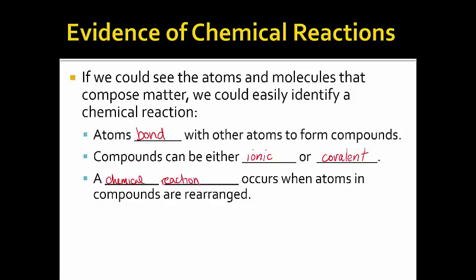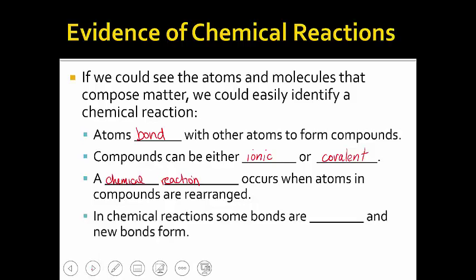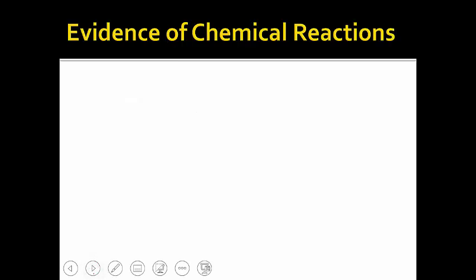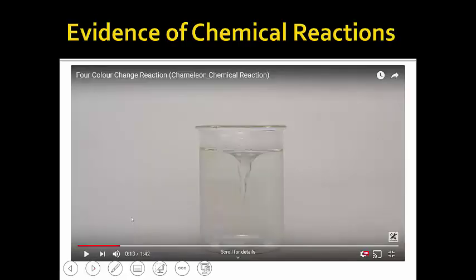Lastly, in chemical reactions, some bonds are broken and some new bonds are formed. So that's the basic idea of what we have here. So when we want to look at a chemical reaction, we're looking for certain signs that a reaction has taken place. So here are some of those signs. Let's see if you can identify them. Here's the first one.